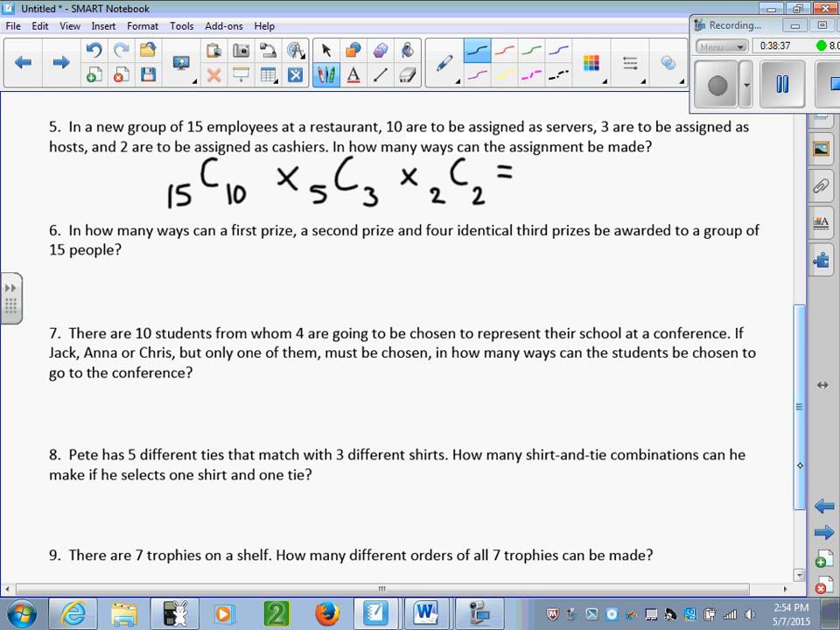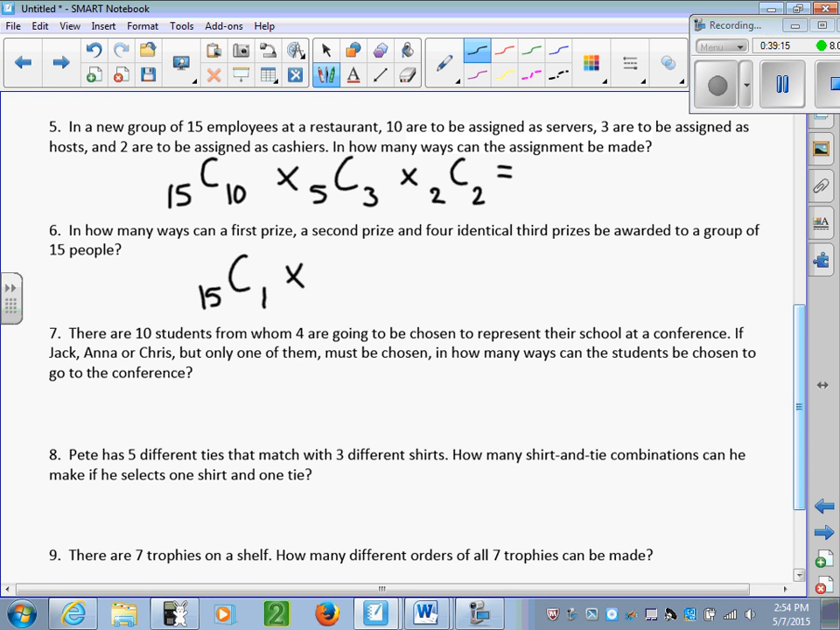Okay, so this one: how many ways can a first prize, a second prize, and 4 identical third prizes be awarded to a group of 15 people? Okay, so first prize, I'm going to say 15. I have 15 options. Only one of them will get that first prize. Order doesn't matter. Whoever I choose gets first prize. It's not like order matters and only the first one picked gets this one, the second one picked gets that one.